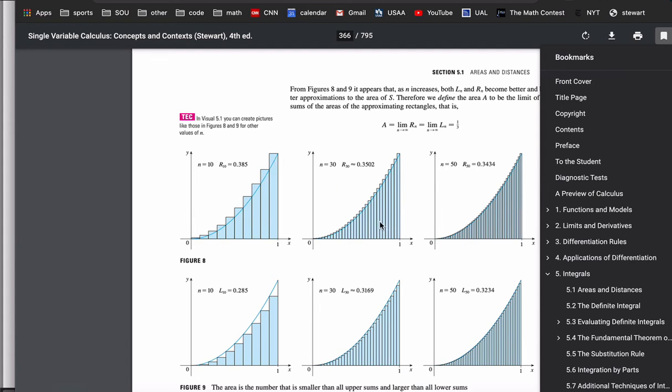Looks a lot better over here, right? Because they use 30 rectangles. Here's R30. Here's R50. Similarly, here's L10, L30, and L50. The key thing to note here is now the height of the different rectangles are based on their left endpoints, not their right endpoints. And what you're going to end up doing is you're going to come up with an expression that represents any one of these guys.